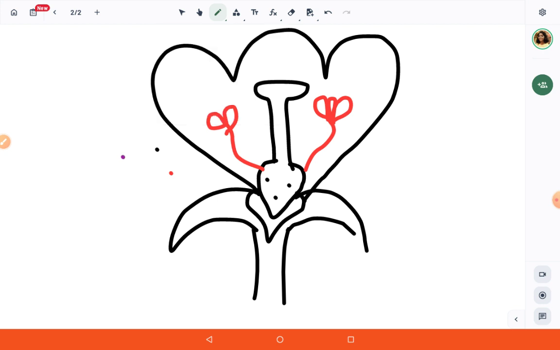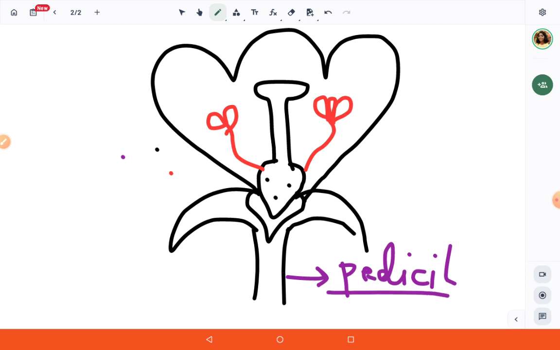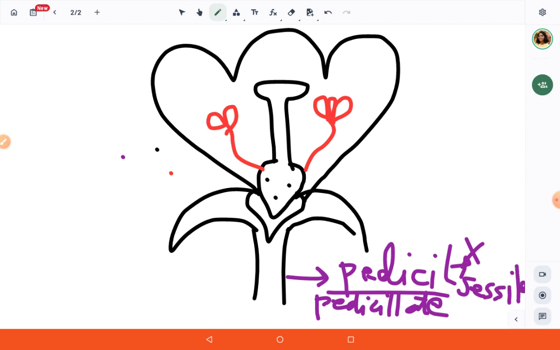Now let's start. You see from the stem the flowers are attached by some stalk-like structure. That is the pedicel. It may or may not be present. When the pedicel is present, we call that flower pedicellate. And when it is not present, we call it sessile.